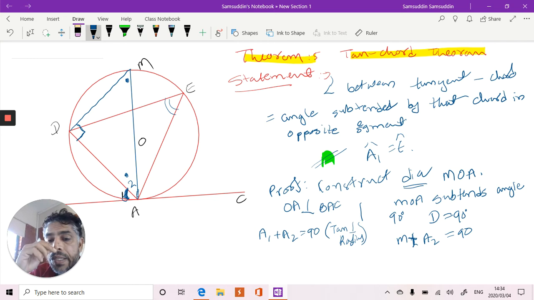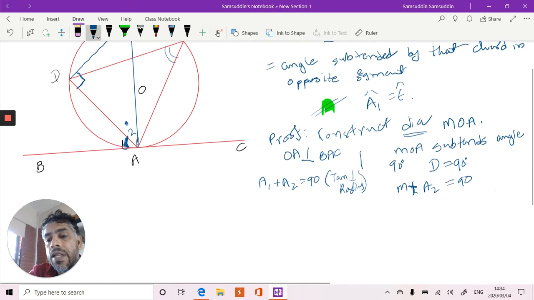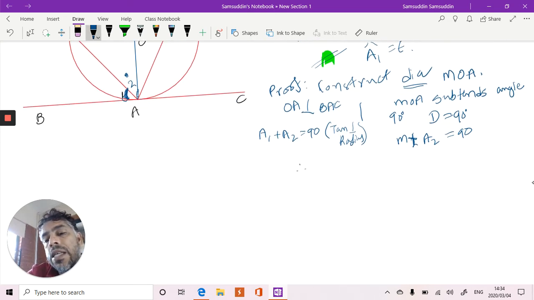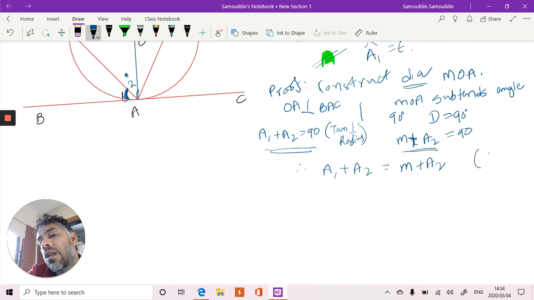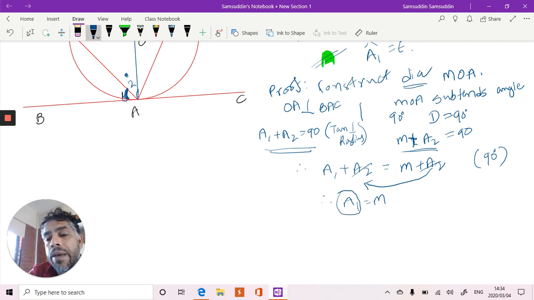Now if I see these two equations, on the right hand side both have 90 degrees. So if the right hand side is equal, the left hand side is also equal: A1 plus A2 for this equation, and M plus A2 for the other. Both are 90 degrees. If I change the side of A2, it becomes negative, so A2 and A2 get cancelled. So here my A1 equals M. But I want A1, I don't want M.